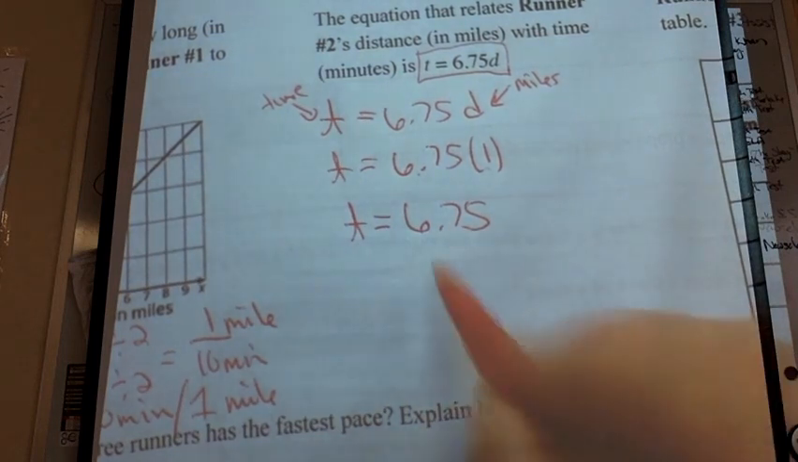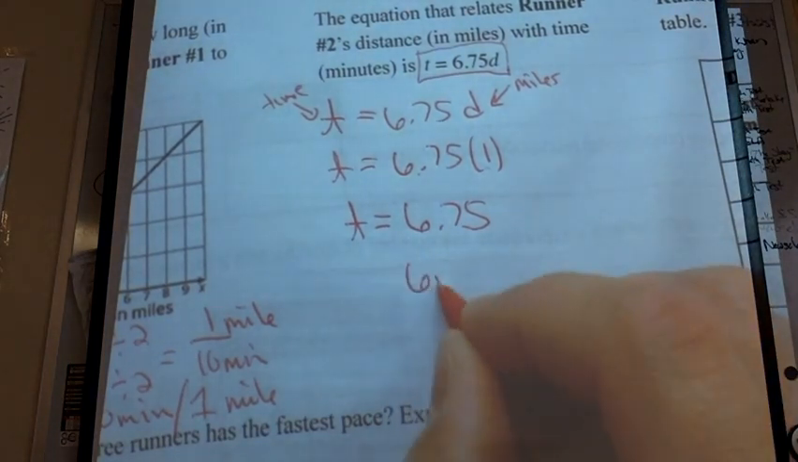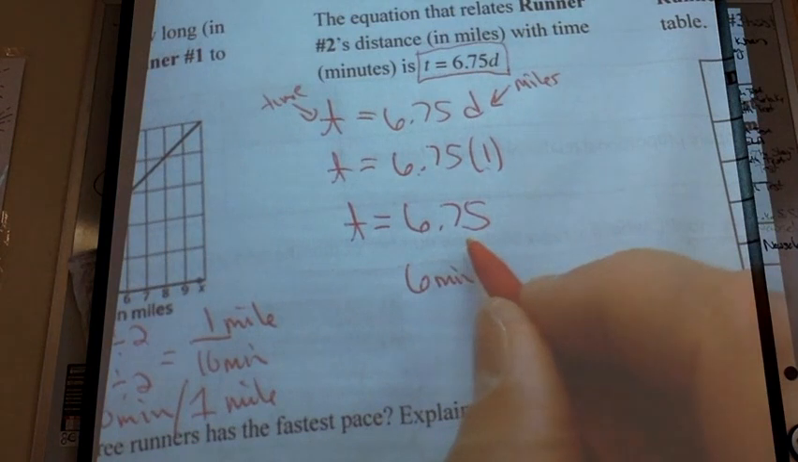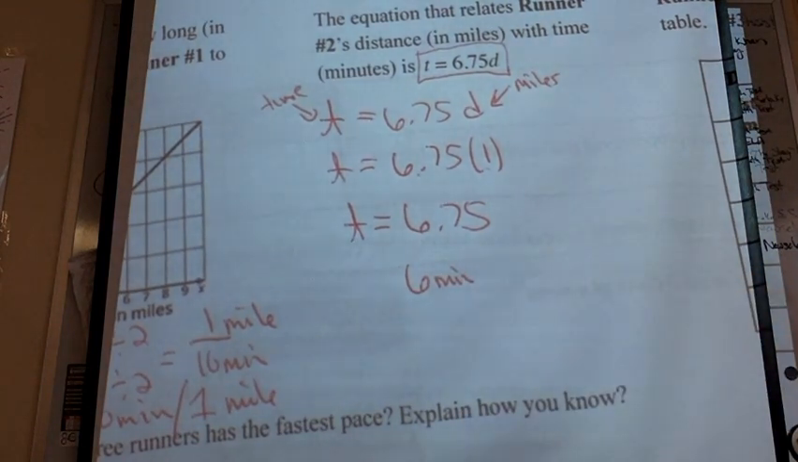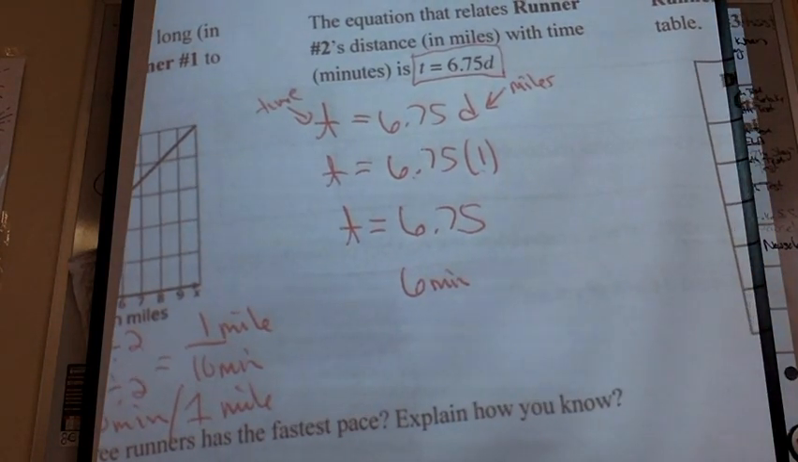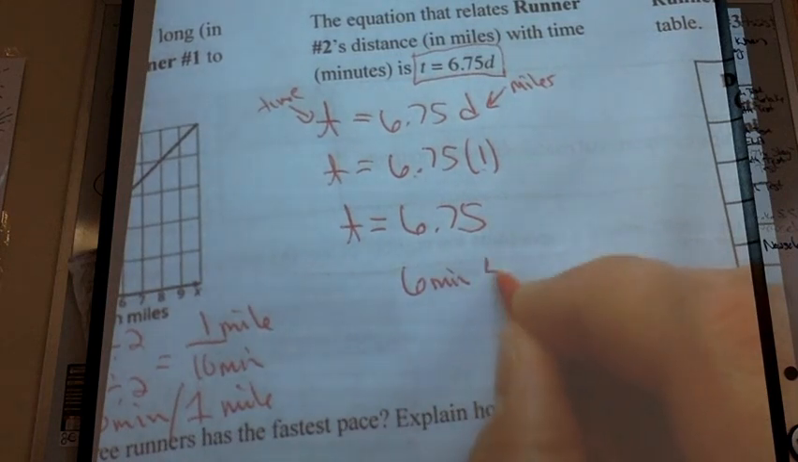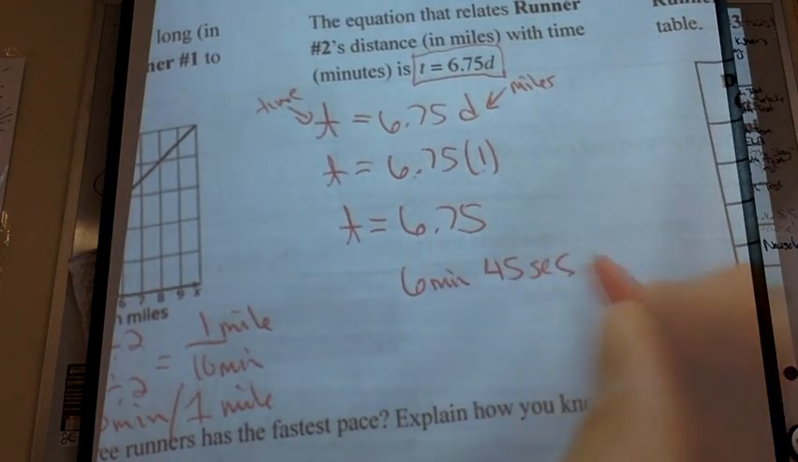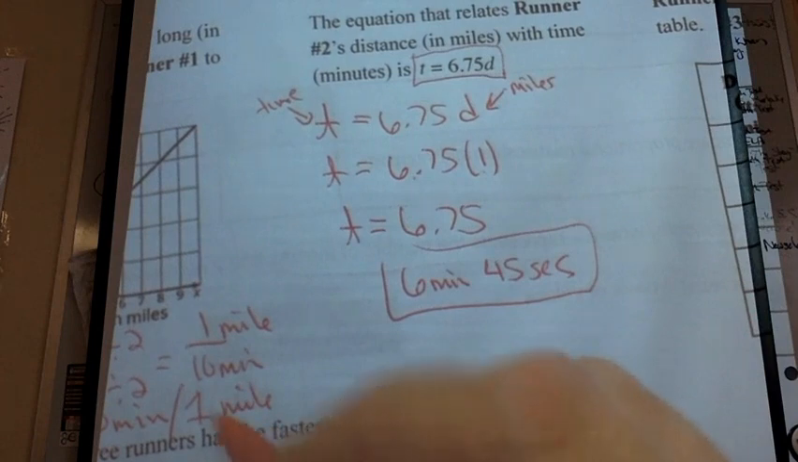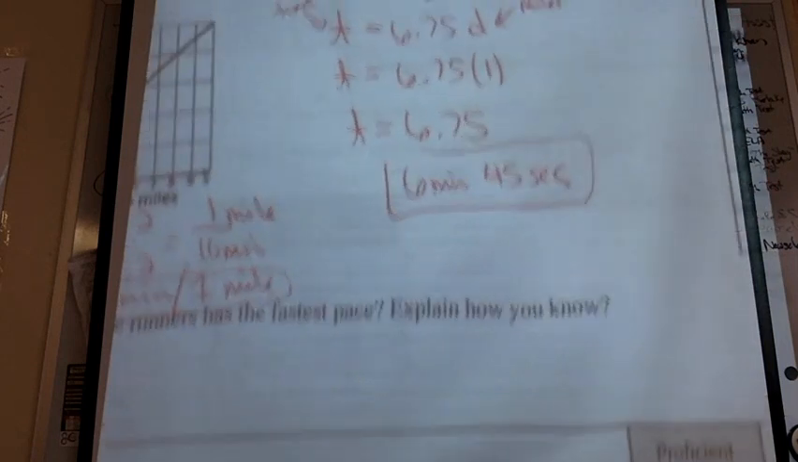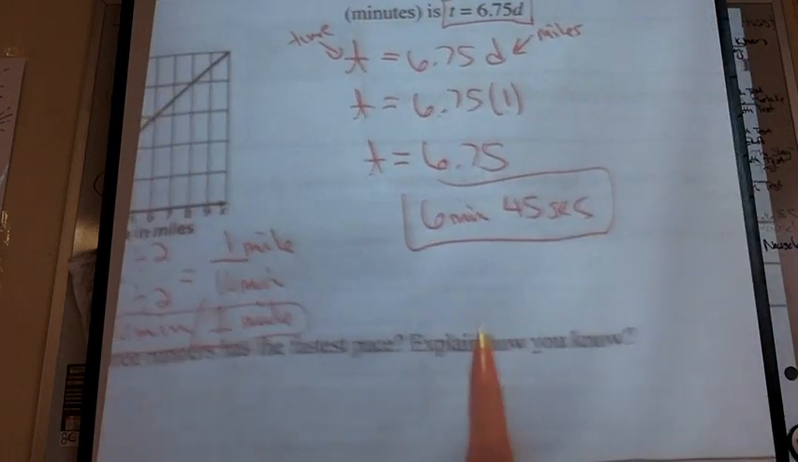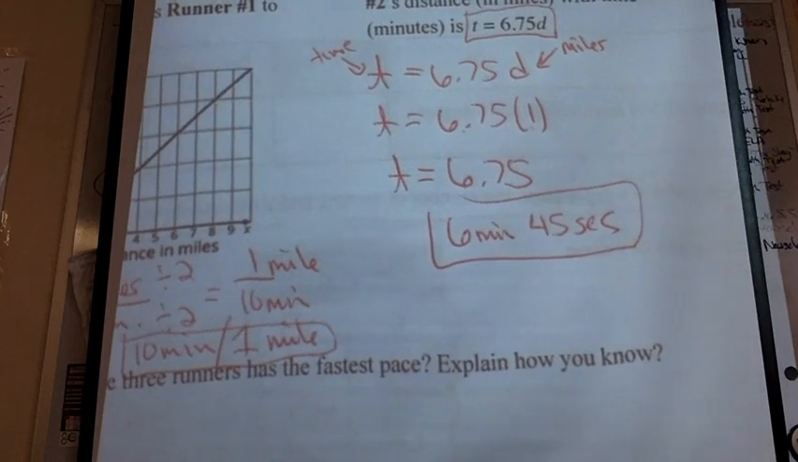So we have to ask ourselves, it's 6 minutes, but what is 0.75 time-wise? What's 3/4 of a minute? That would be 45 seconds. So 6 minutes, 45 seconds is runner number 2. So runner 1, we are at 10 minutes. And runner 2, we're at 6 minutes, 45 seconds. So right now, runner 2 is much faster than runner 1.